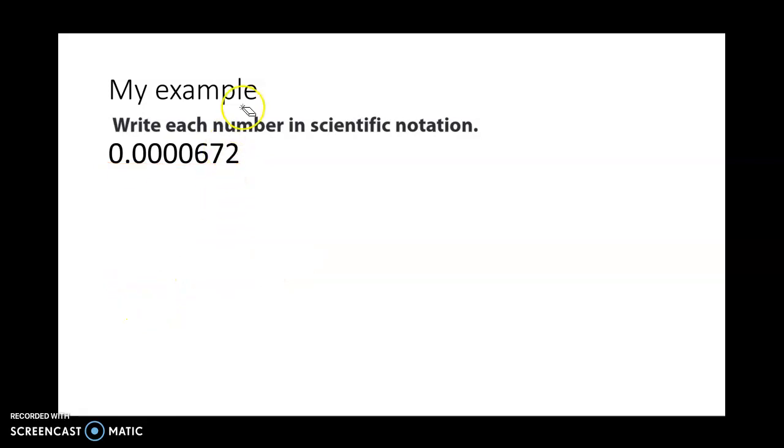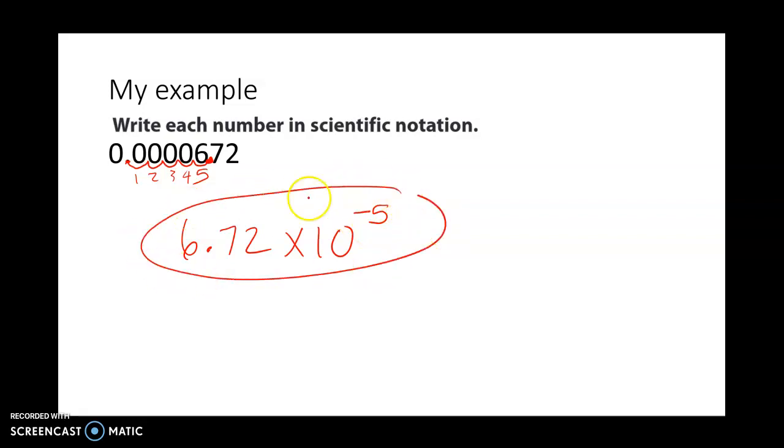So let's move the decimal. So here's the decimal. I'm going to move it 1, 2, 3, 4, 5, because now I have a number between 1 and 10. So I have 6.72 times 10 to the 1, 2, 3, 4, 5. It's going to be the fifth, but since it's a small number, it's a -5. Final answer.